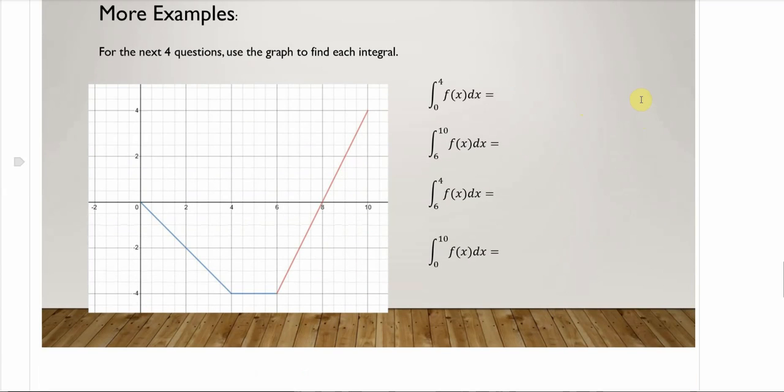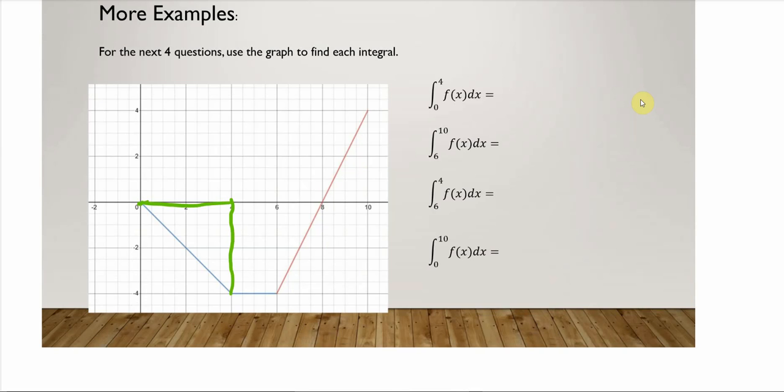All right, here's some more. Finding each integral. Sometimes you're going to be able to look at the integrals and apply the fundamental theorem of calculus. What's the integral from 0 to 4? Here is 0, here is 4. Basically, I'm going to use geometry. I'm not going to use anything else.